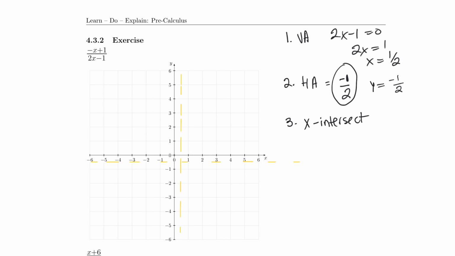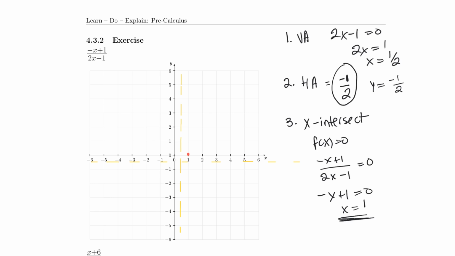So how do we do this? For the X intercept, we say that f of x is equal to 0. So we take our fraction right here and we set it equal to 0. So we have minus x plus 1 divided by 2x minus 1 equals to 0. We take the denominator and go to the other side, multiply by 0, so it's just 0. Then minus x plus 1 is equal to 0. Then x is equal to 1. Okay, so this x equal to 1 is the X intercept. Okay, let's mark that point here.